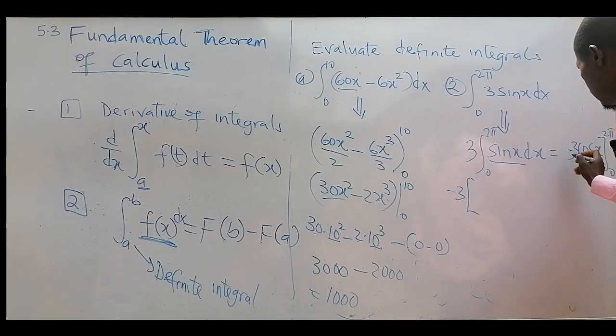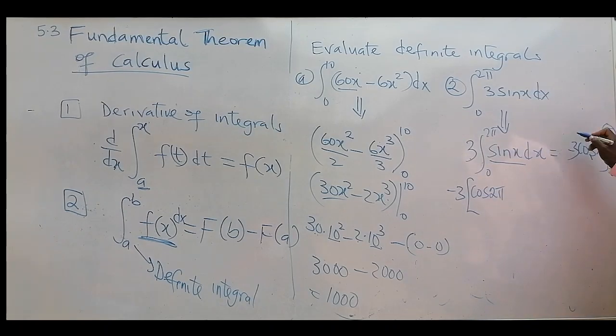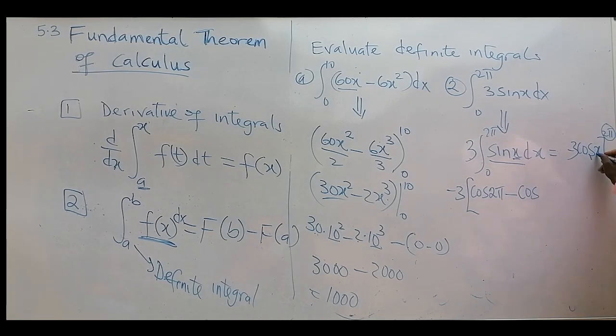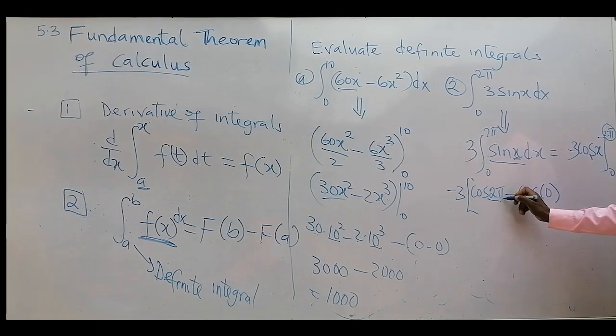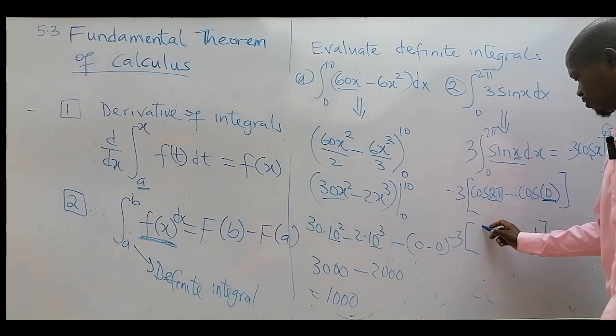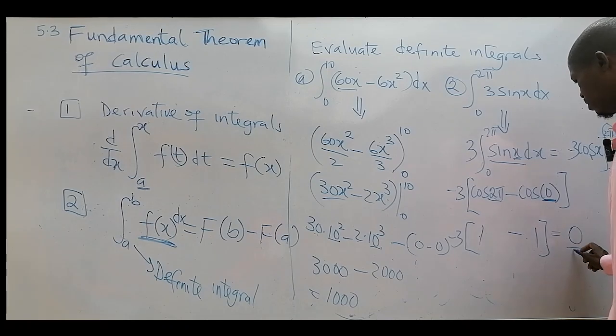Do your upper, that's cos 2 pi. So you begin to substitute your upper limit into that variable, minus, you repeat the process again, cos of the lower limit, that's 0. This is the upper limit, we've done that. This is the lower limit. Cos 0 is 1. Cos 2 pi is 1. So 1 minus 1 will give you 0.